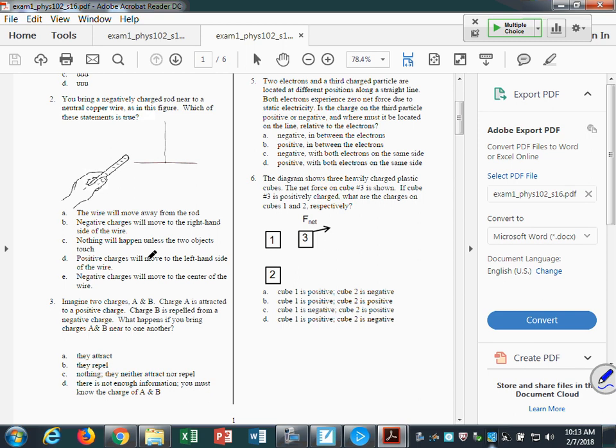Okay, so you bring a negatively charged rod near to a neutral copper wire. Which of these statements is true? You get an induced charge. So what happens is that I have these negative charges here. They're going to force all the negative charges to that end of the wire, and then you'll be left with a net positive charge on that end of the wire. In this case, it has two answers. So it looks like B is right. Is there another one right? Oh, but D is not right. Why is D not right?